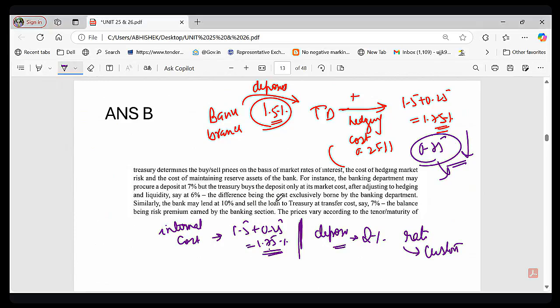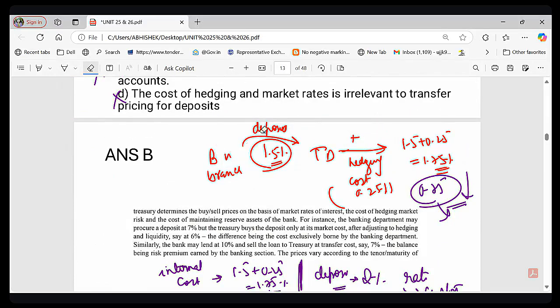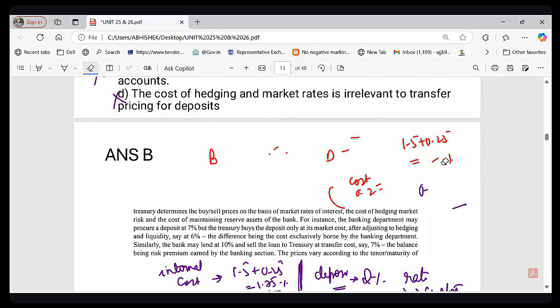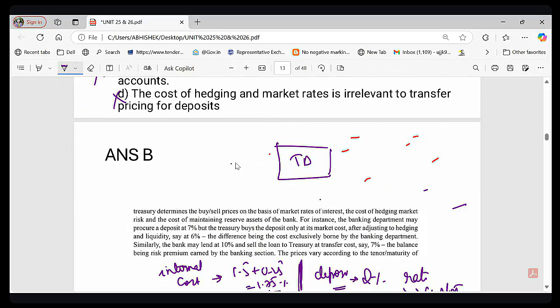So see, to a new depositor, suppose you want to open an account, the bank is offering 2% interest. What percent interest is the bank offering the depositor? 2% interest, right? And now what is happening in the transfer pricing, let's try to understand what is happening in this particular case. Suppose this is the treasury department of the bank. This treasury department buys the deposit from the branches at the market rate, and what is the market rate? The market rate is 1.5%.